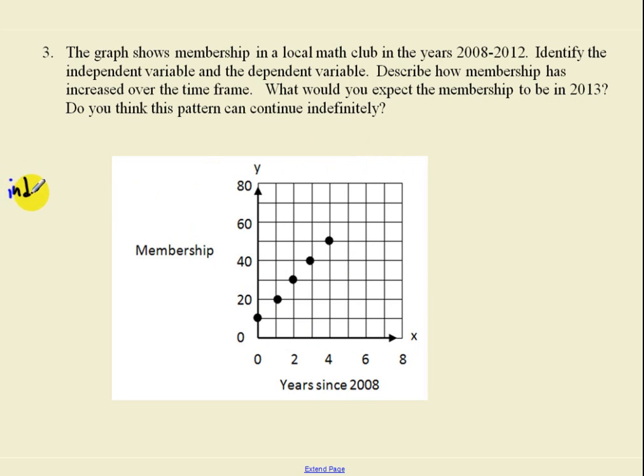Okay, so our independent variable is along the horizontal axis, so we can start with that. So independent variable is going to be time, or years since 2008. The dependent variable is along the y-axis, the vertical axis, and that's our membership.